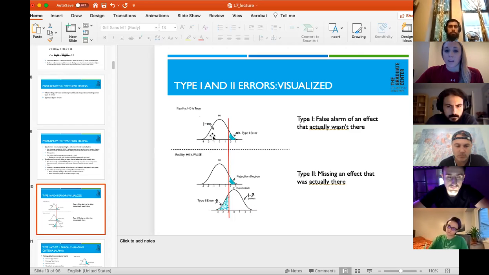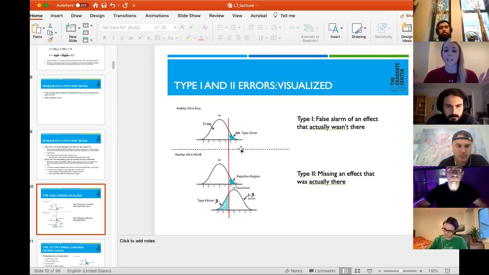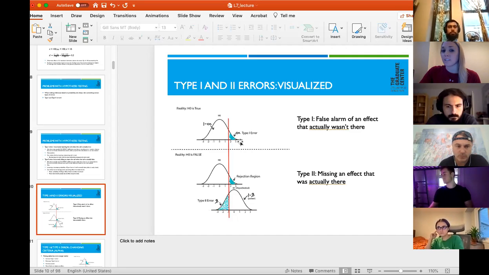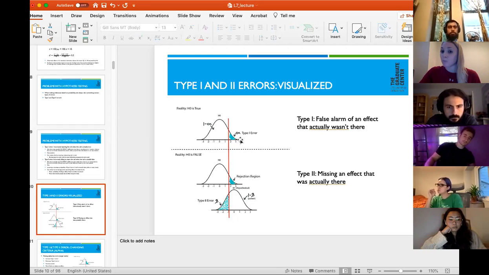So this would happen when both of your means that you're testing actually do come from the same population. But let's say for whatever reason, your sample mean and test statistic falls in this area and you reject the null anyway, you're saying they come from two populations, but they actually didn't. That's a type 1 error. So a false alarm of an effect that wasn't actually there.